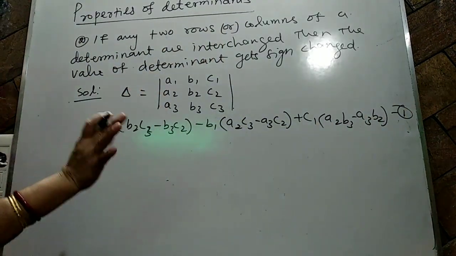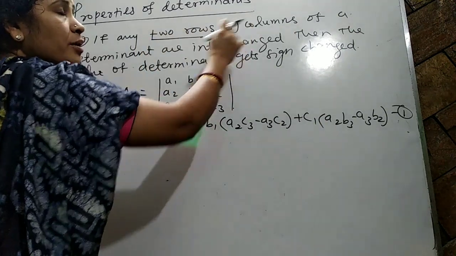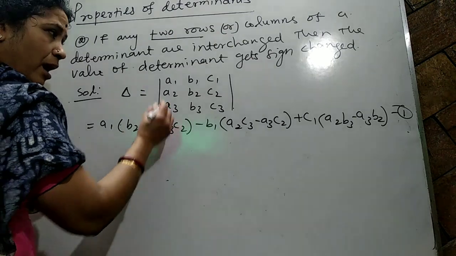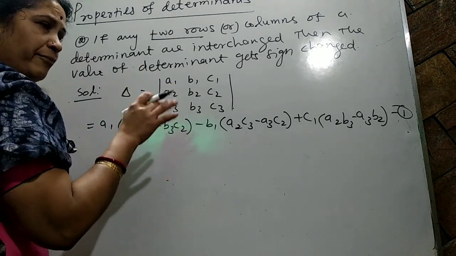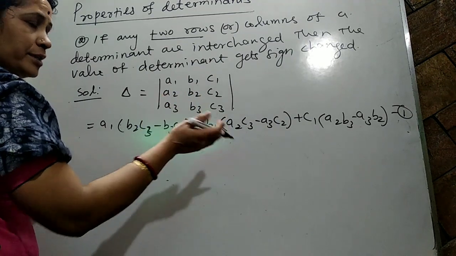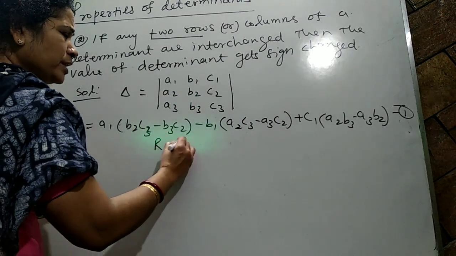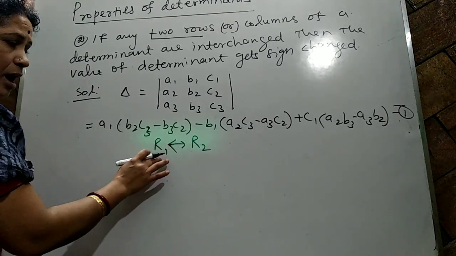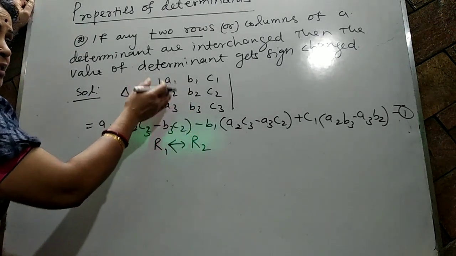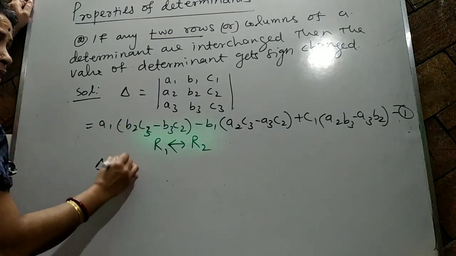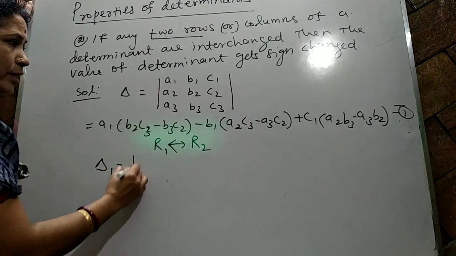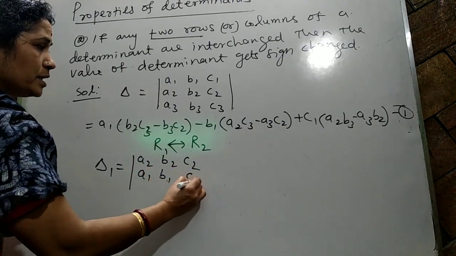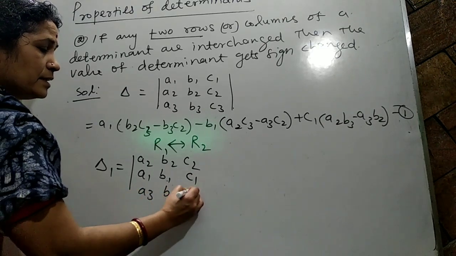Now I'm interchanging any two rows or two columns, at your choice. I'm not saying row and column. If you are interchanging R1 and R2, R1 and R3, or C1 and C3, C1 and C2, that is up to your choice. So I'm interchanging first row and second row. Now delta 1 I'm giving the name delta 1. So delta 1 equal to A2, B2, C2, and then A1, B1, C1, and then A3, B3, C3.